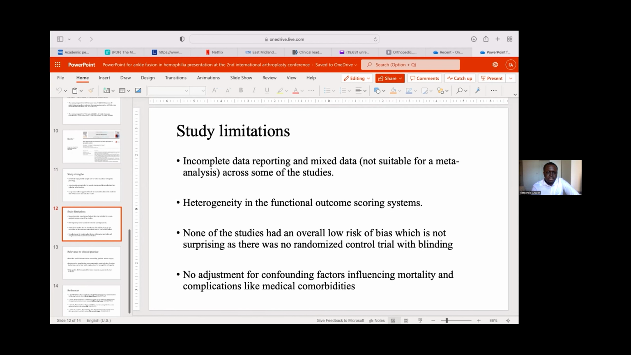Finally, we did not adjust for confounding factors like mortality and medical comorbidities. And unlike the initial study that I presented, we also did not analyze for viral co-infection like HIV and hepatitis B and C.